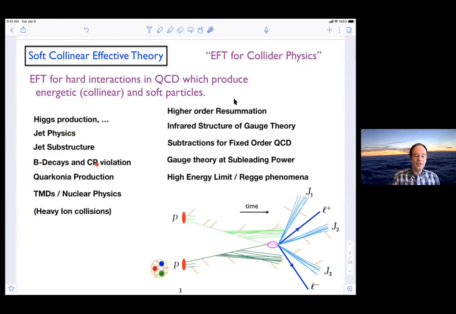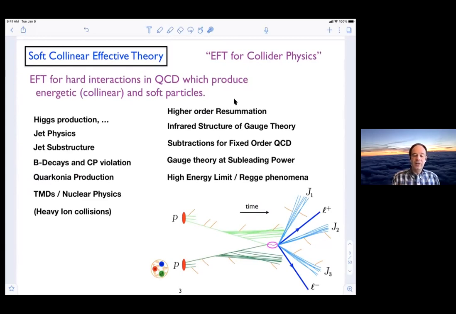SCET has its origins in the description of B decays, heavy meson decays, rare decays, and CP violation. I won't talk about that at all today. There's also quarkonia phenomena combining SCET with NRQCD. I won't talk about that either. And then there are applications to nuclear physics with transverse momentum distributions, as well as heavy ion collisions. I'll briefly touch on one example in the TMD category. That's kind of on the phenomenological side. So there are lots of different applications that SCET can be applied to.